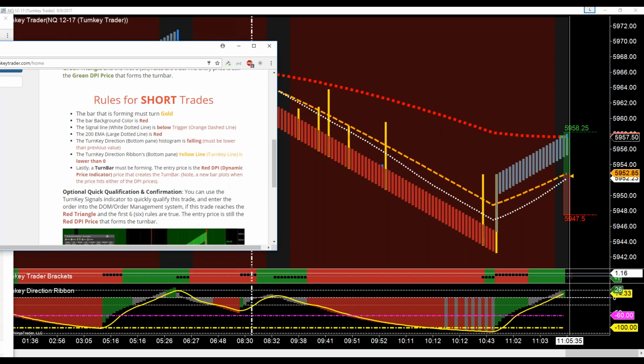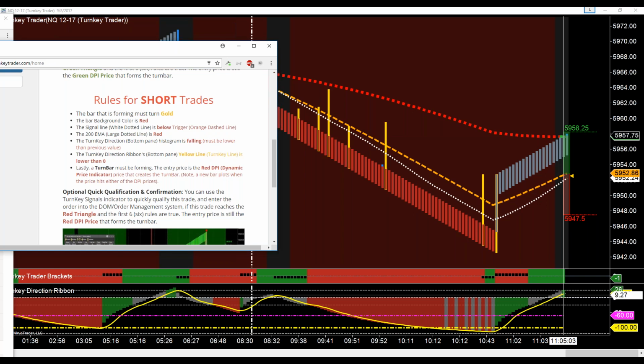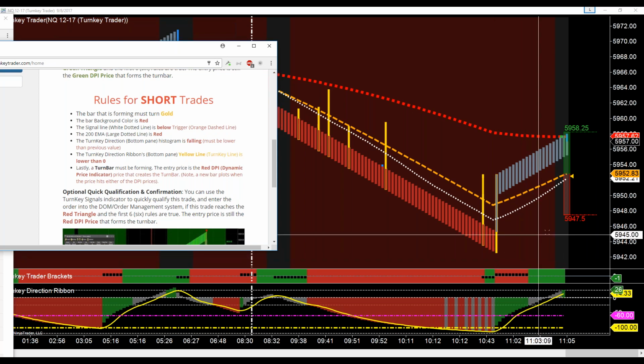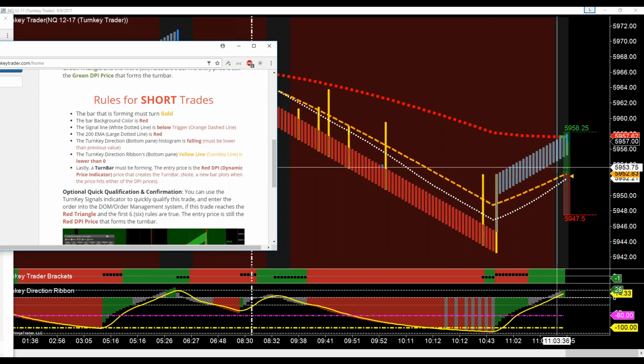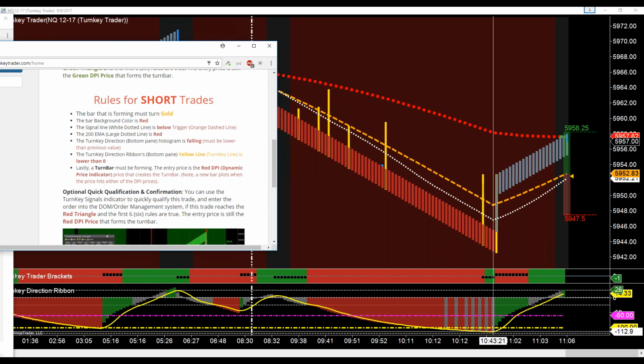And next, the yellow line down here in our direction ribbon needs to be below 0. Now, the absolute sweet spot for these trades is between 0 and 25. So I really like this pattern, which we'll see. If we had a turn bar within these last couple of bars, it would have been a really excellent bounce trade. We have our yellow line coming from an extreme or outside of our negative 100 range.